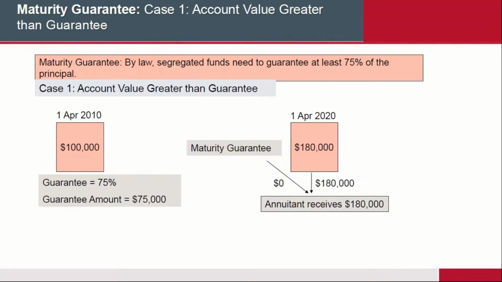By law, anybody selling segregated funds in Canada must guarantee 75% of the principal at maturity. Maturity is always 10 years. And so therefore, what I'm saying is that from an investment perspective, you're only risking 25% of your money. You're not risking the total amount.